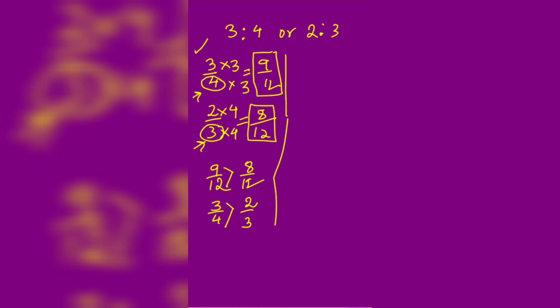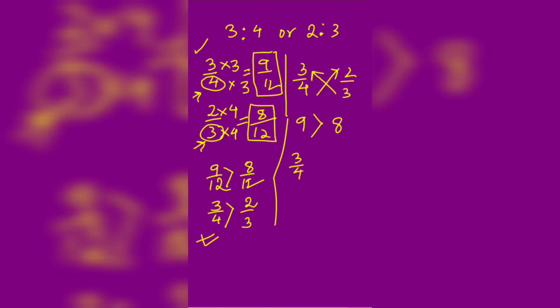There is another way, that is the shortcut. The concept is the same. Suppose we want to compare 3 by 4 and 2 by 3. Instead of doing this method, we can get a shortcut by cross multiplying in this way. 3 threes we get 9, 4 twos we get 8, and we see 9 is greater than 8. So 3 by 4 is greater than 2 by 3.